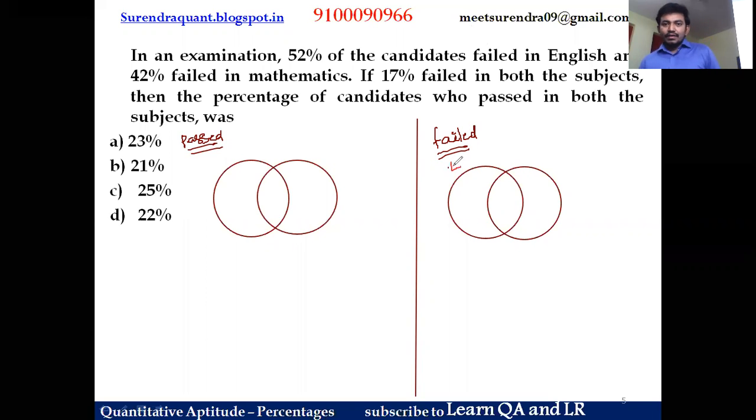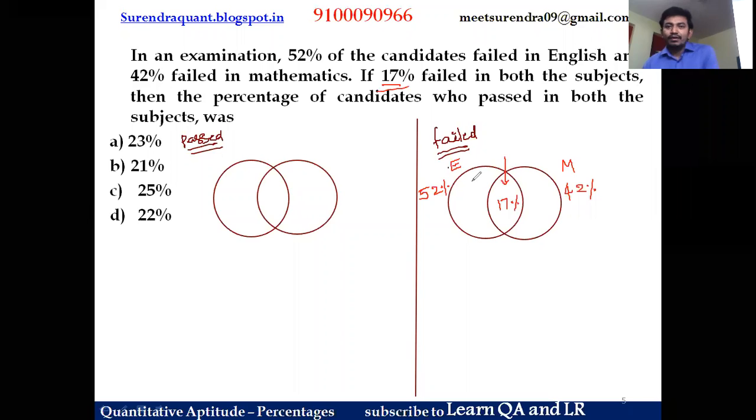In English, 52% failed. He says English, not only English. There is a difference between English failed and only English failed. English failed means some other people might have failed as well. If I say only English failed, those are restricted to English only. Now 42% failed in math. So math failed are 42%. Now there might be some students who failed in both subjects, and that is given as 17%. So the intersection in this case represents the number of students who failed in both English and math, which is 17%. Now simply you can finish this question.